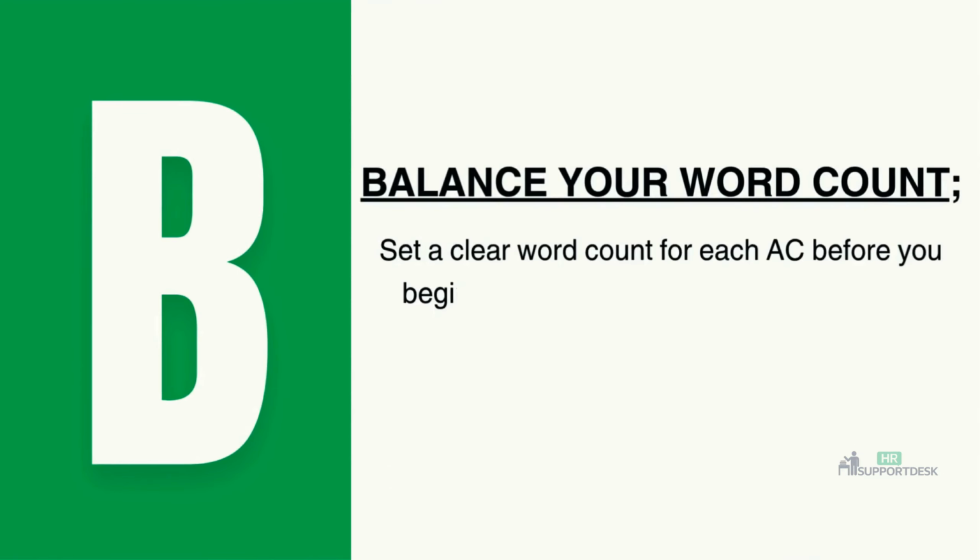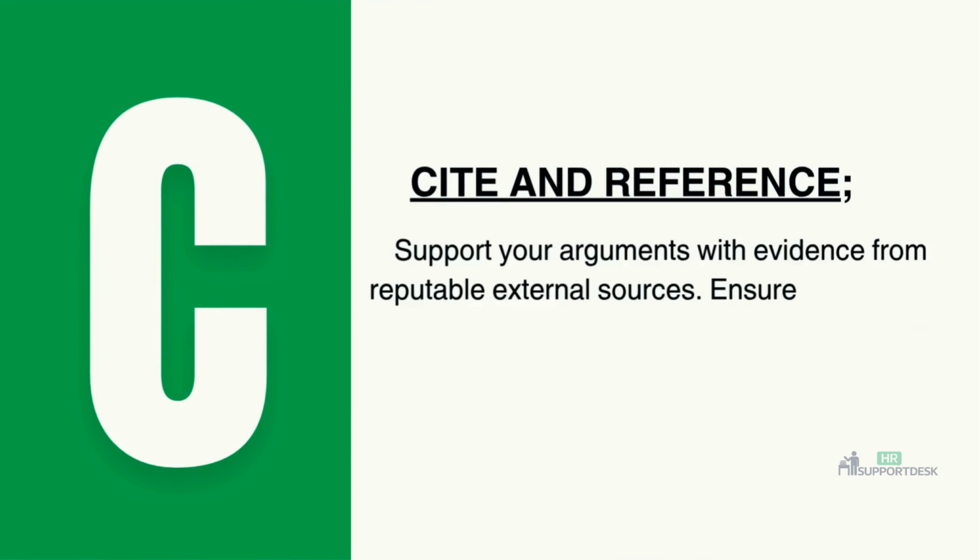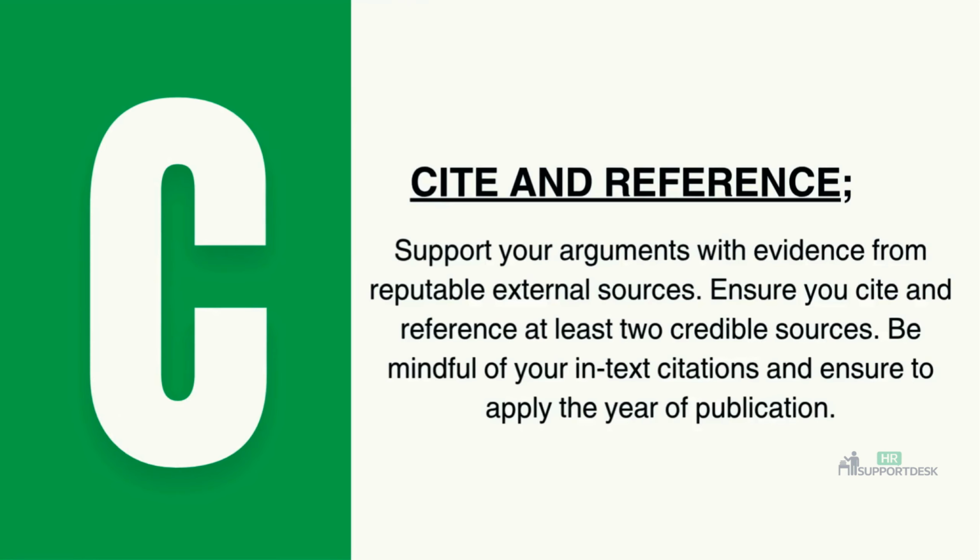B. Balance your word count. Set a clear word count to each AC before you begin writing, and ensure you stay within those limits when writing. Always remember to prioritize depth over breadth. This will help you manage the overall assignment word count effectively. C. Cite and reference. Always support your arguments with evidence from reputable external sources. Ensure you cite and reference at least 2 credible sources. Be mindful of your in-text citations and ensure to apply the year of publication.